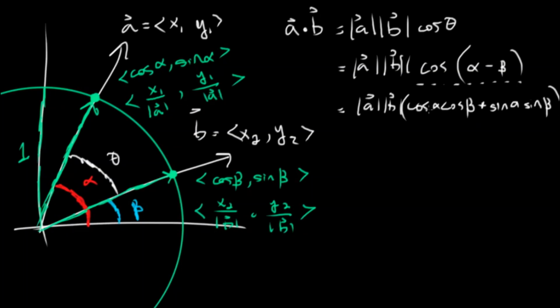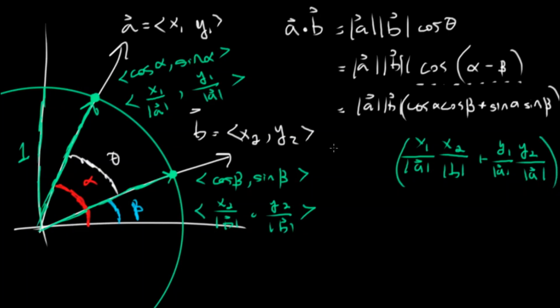So I'm going to go to my cosine alpha here and replace it with x1 over the magnitude of A. I'm going to replace cosine B with x2 divided by the magnitude of B. I'm going to replace sine alpha with y1 divided by the magnitude of A. And I'm going to replace sine B with y2 divided by the magnitude of B. And then I don't want to forget my alpha and beta here. And there we go.